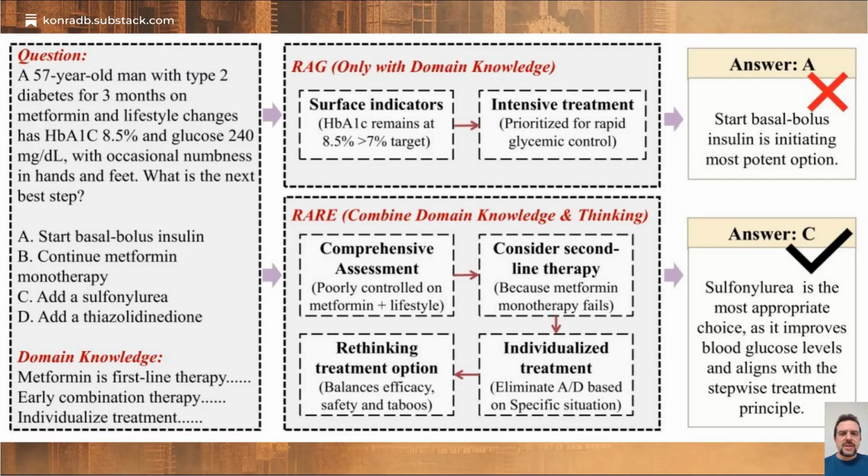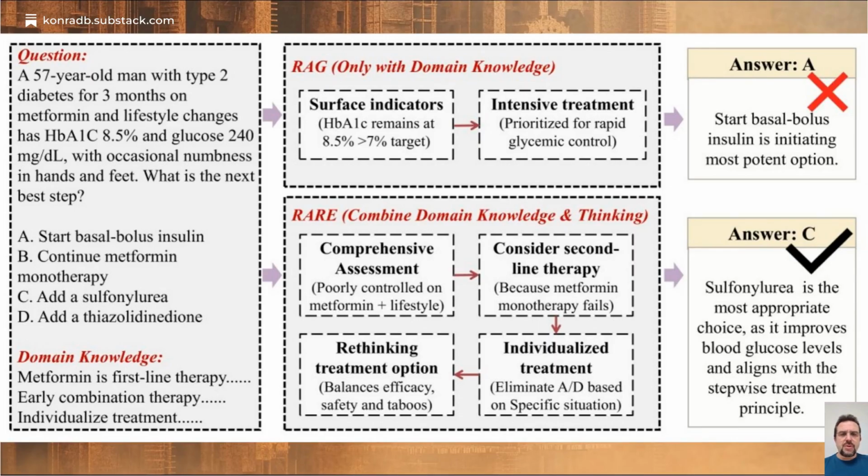Figure 2 provides a concrete example comparing standard RAG to RARE, using a diabetes treatment scenario. The standard RAG model makes a superficial assessment based on elevated blood glucose, recommending immediate insulin therapy. In contrast, the RARE-trained model shows more sophisticated clinical reasoning.